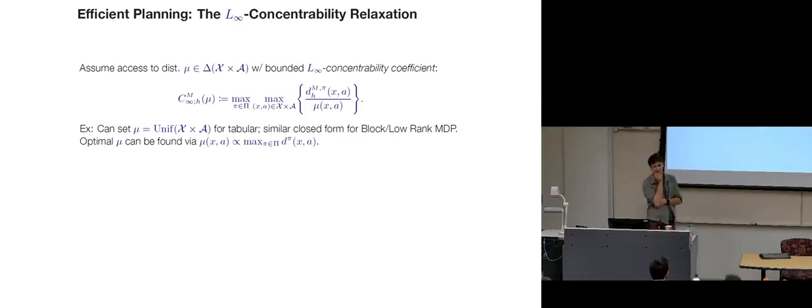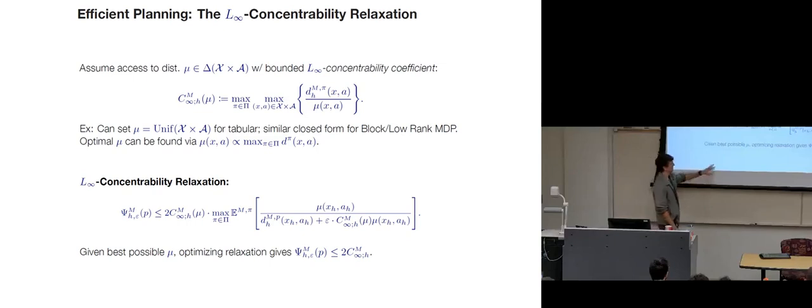The first relaxation that we give is called the L infinity relaxation. So you assume access to a distribution mu that has bounded L infinity concentrability in the following way. For tabular, you can just set it to be uniform. For block or low rank, there are similar closed forms, and since you know the model, you can just compute the closed forms directly. In general, there's an expression for the optimal mu. It's just proportional to the max visitation for any policy.